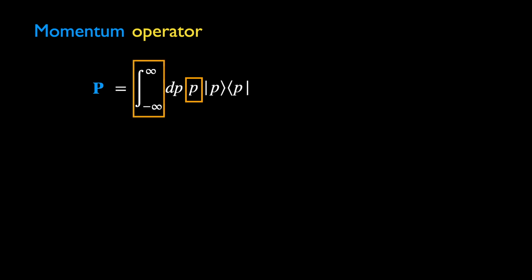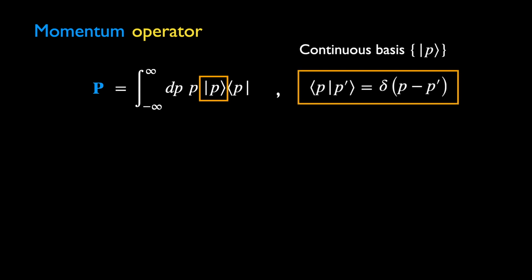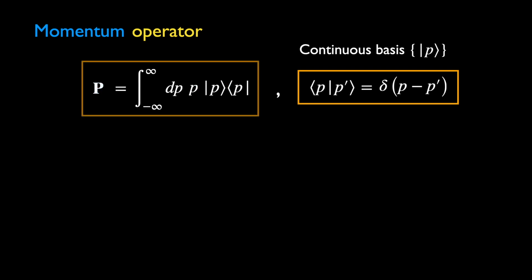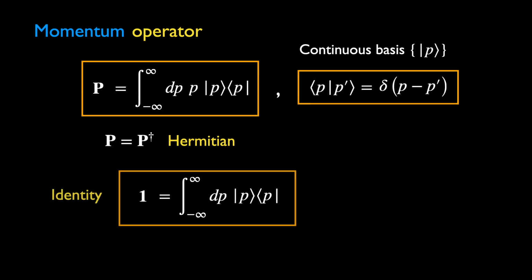Since momentum is a continuous observable, we could immediately write down the ket-bra representation of its operator, like so, where p is its eigenvalue that runs along the entire real line. The momentum eigenbases are continuum states that normalize to a delta function. They represent states of a particle with definite momenta. In this form, the momentum operator is explicitly Hermitian. Since the momentum states form a complete basis, the identity operator could be resolved in this basis.